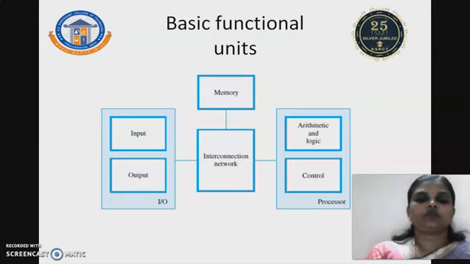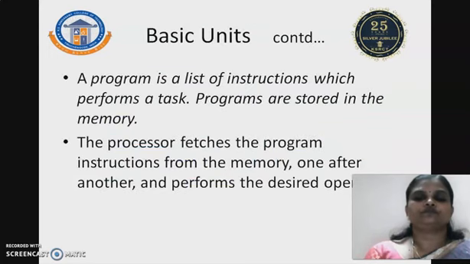If you see the basic functional units, you have a memory. That memory is interconnected between the input, output and the processor. The input and output units are responsible for gathering the input from the user, and after processing the data, displaying the output to the user. Apart from that, you have a processor component consisting of the arithmetic logic unit and a control unit. The arithmetic unit is responsible for performing the arithmetic operations, and whatever data you need to fetch or store in the memory is handled by the control unit. The memory, processor and the IO devices are interconnected by means of an interconnection system.